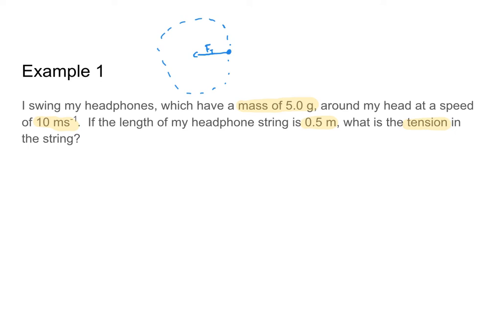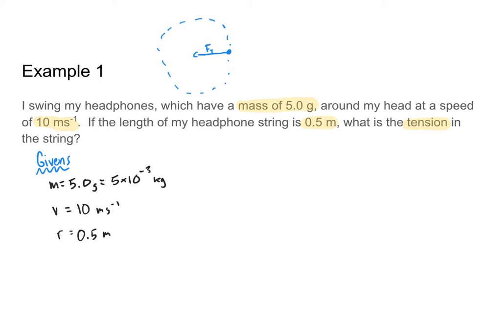So with that, let's go ahead and draw and go through our GUESS method. Let's start with our givens. We know that the mass of my headphones is 5 grams, or 5 times 10 to the negative third kilograms, because remember, we always do want to be in our SI units. We know the linear speed of my headphones is 10 meters per second, and that the length of the headphone string is 0.5 meters, meaning that my radius is 0.5 meters.